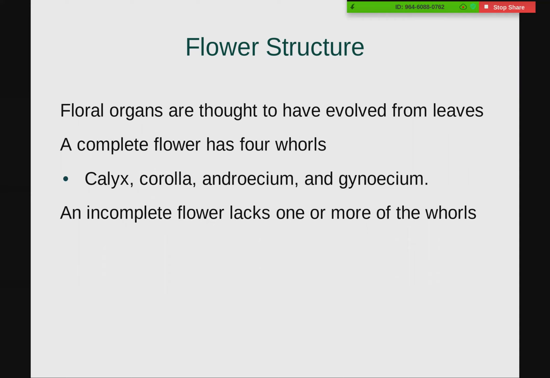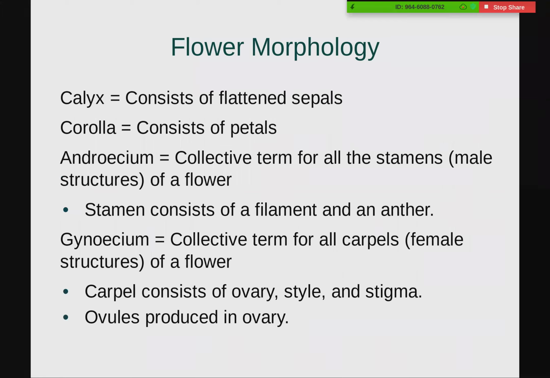Now, as we discussed, plants' flowers have a pretty distinct structure, and floral organs were actually thought to evolve from leaves. And so a complete flower has four whorls. We call them the calyx, the corolla, the androecium, and the gynoecium. And an incomplete flower lacks one or more of those whorls. So let's define some flower morphology, and then we'll look at some pictures.